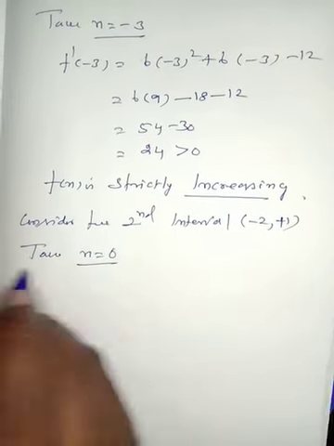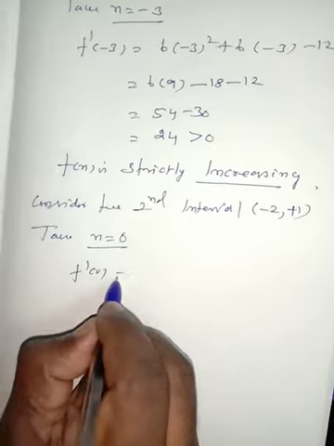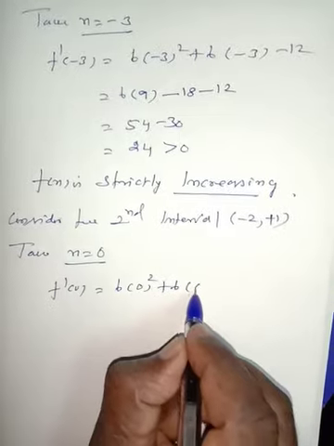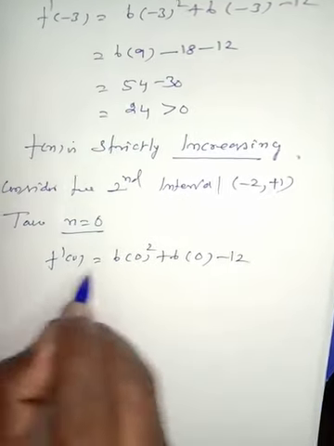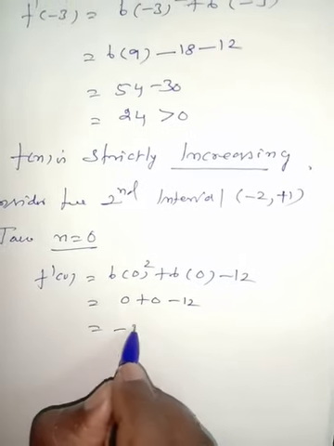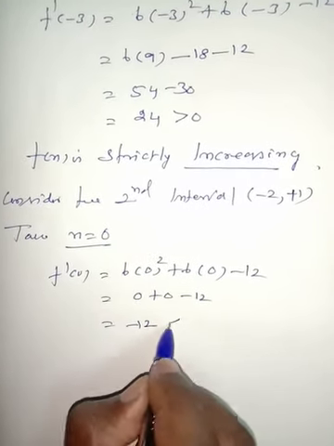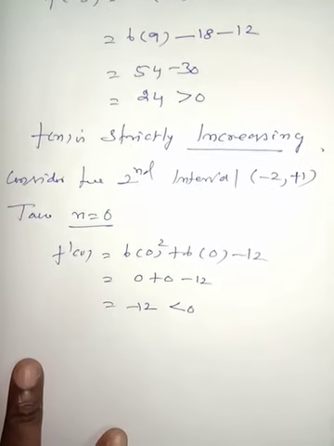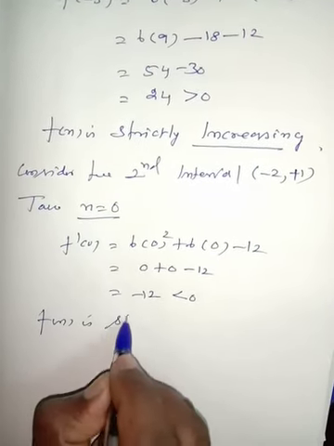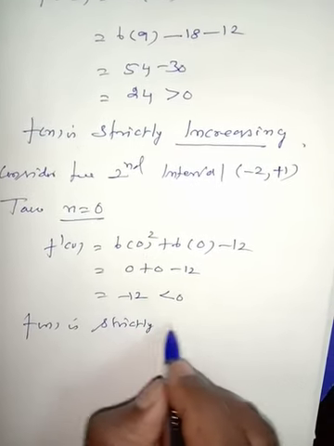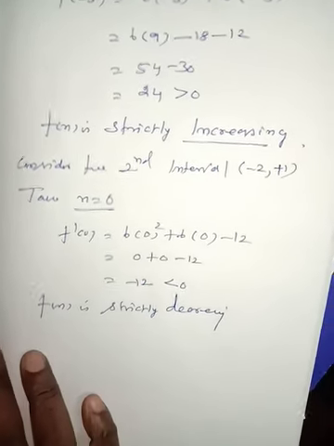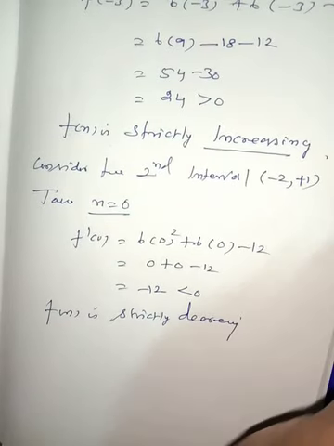So f dash of 0 is equal to 6 into 0 square plus 6 into 0 minus 12, which is equal to 0 plus 0 minus 12, which is equal to minus 12, which is less than 0. Less than 0 means f of x is a strictly decreasing function.